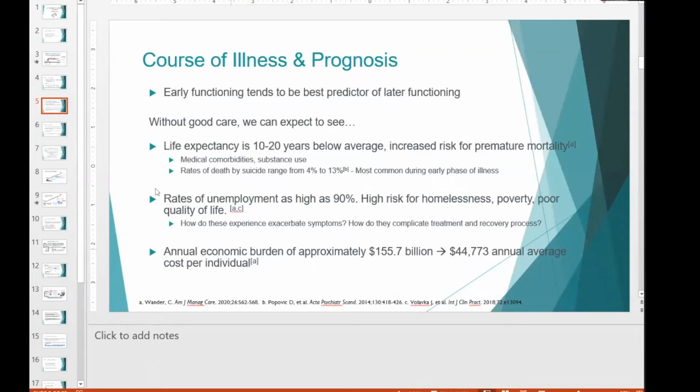We're going to tell them a little bit about what we see with the current level of care. Without good care, we see a life expectancy 10 to 20 years below average, with an increased risk for premature death. This is because of medical comorbidity, substance use, and additionally, death by suicide, which is most common during early illness. We're going to talk about unemployment. Because unemployment is so high, our folks have a high risk for homelessness, poverty, and poor quality of life. Then we're going to talk about economic burden: almost $45,000 annually for individuals with schizophrenia in our current system of care. And the fact that we know we can do better.